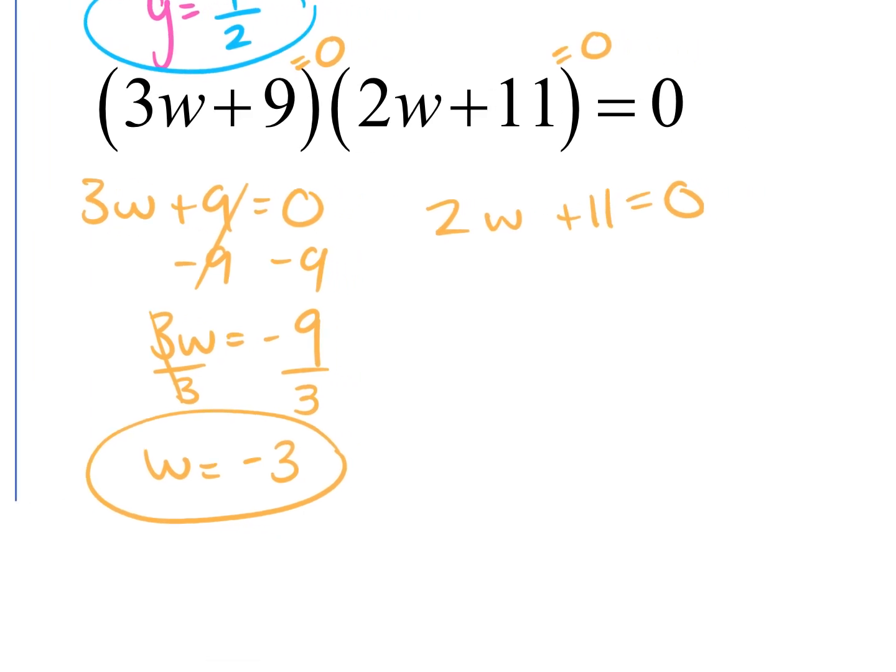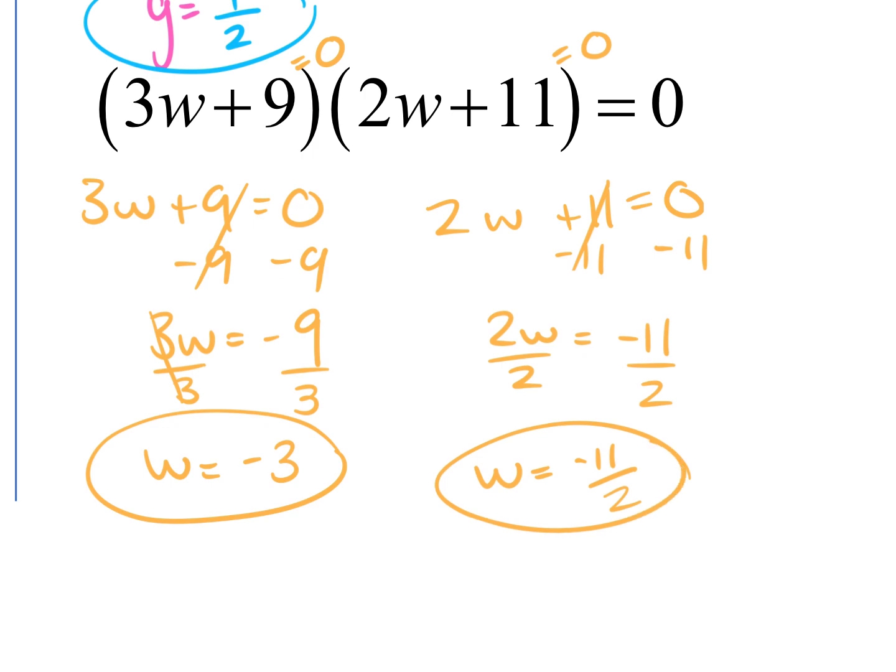Samantha, what would we do next to solve the second equation? Subtract 11. So 2w is equal to negative 11. Then what? Divide by 2. So w is equal to, can I simplify negative 11 over 2? Nope, so we can just leave it as negative 11 over 2. Perfect. Good job, guys.